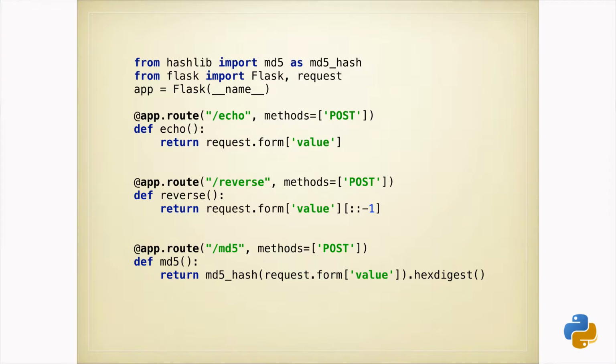It's quite simple. We've only got 3 basic lines of code where we return the input value in the echo's case. We return the reversed input value in the reverse case, and obviously the MD5 hash representation for the MD5 function. So we can test this quite easily with some unit tests.